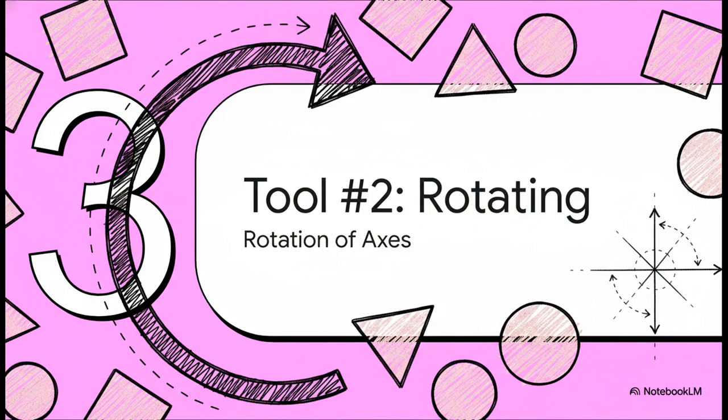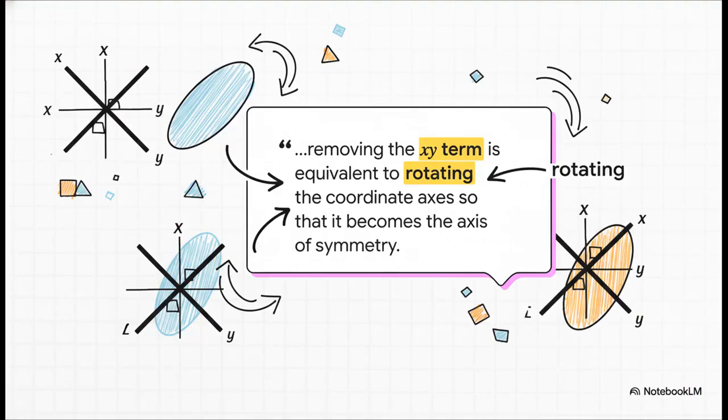But, translation only solves half the problem. The shape might be centered now, but it's probably still tilted. To fix that, we need our second and even more powerful tool, rotation. The source material puts this perfectly. Getting rid of that tricky XY term is the same thing as rotating our whole point of view until our grid lines line up with the shape's natural tilt. The solution isn't to change the shape, it's to change our perspective to match it.